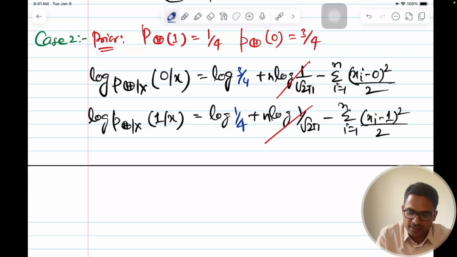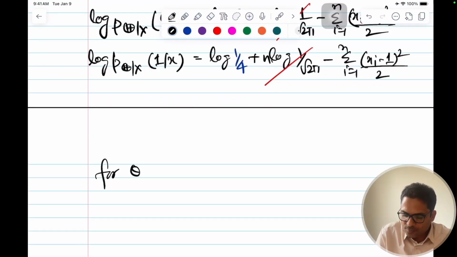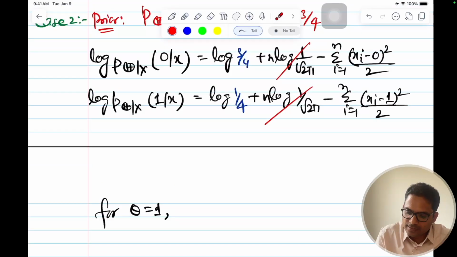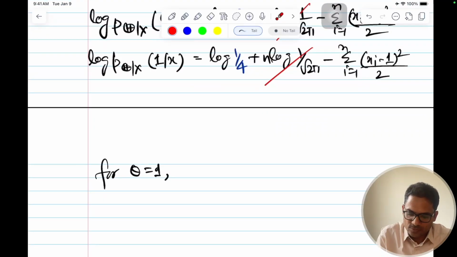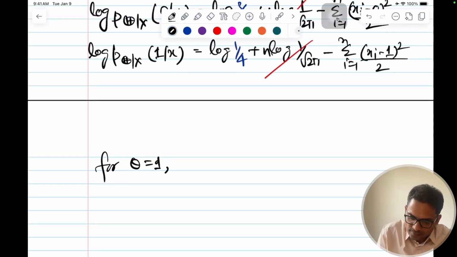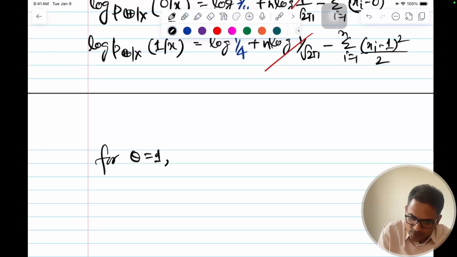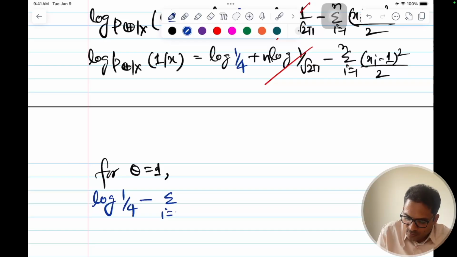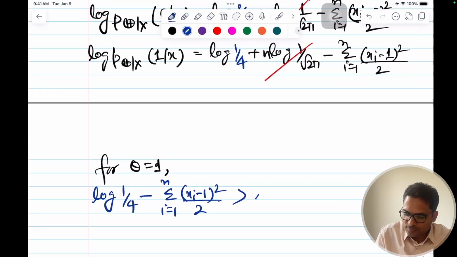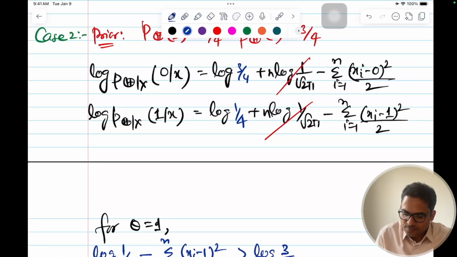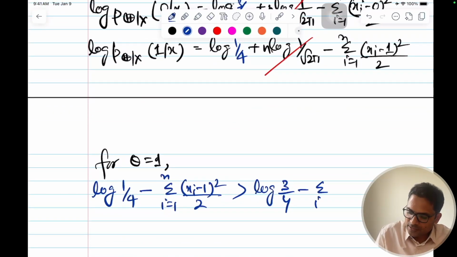Again, we want to check that for theta to be 1, this term should be greater than this term. So we'll calculate it that way. My bottom term, that is log of 1/4 minus sigma i equal to 1 to n (xi minus 1) whole square by 2, is greater than the upper term, log 3/4 minus sigma i equal to 1 to n xi whole square by 2.